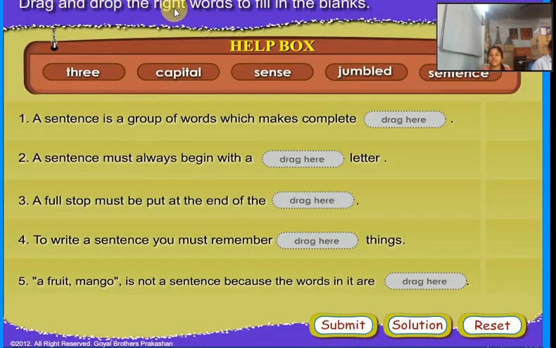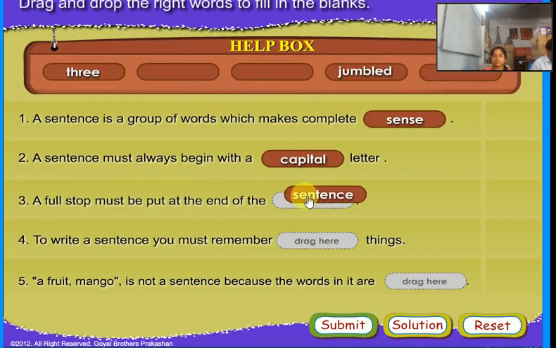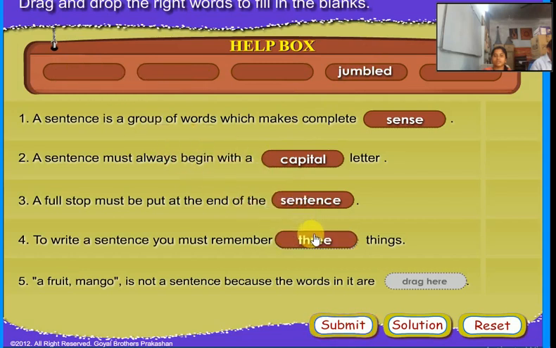Drag and drop the right words to fill in the blanks. A sentence is a group of words which make complete sense. A sentence must always begin with a capital letter. A full stop must be put at the end of the sentence. To write a sentence, you must remember 3 things. A fruit, mango, is not a sentence because the words in it are jumbled.